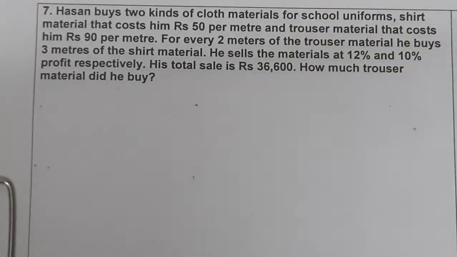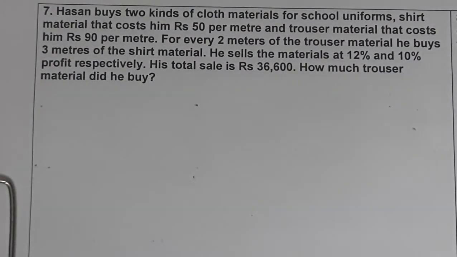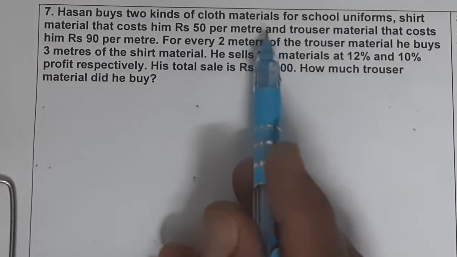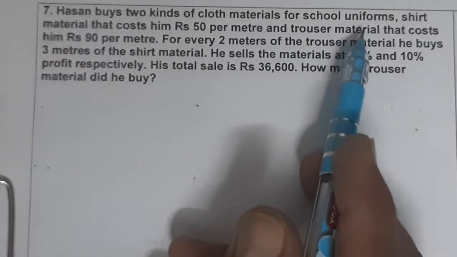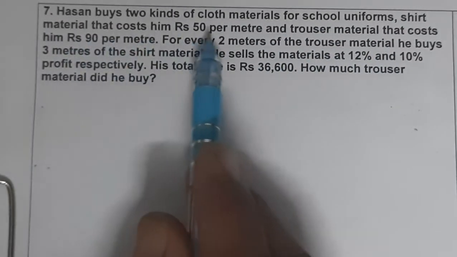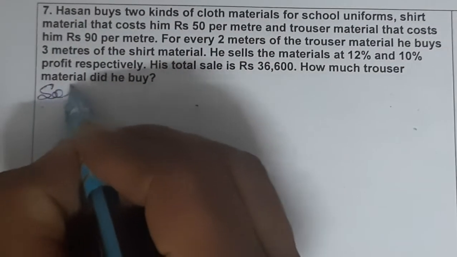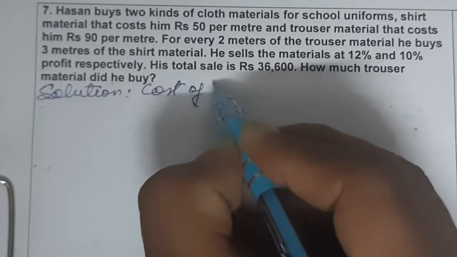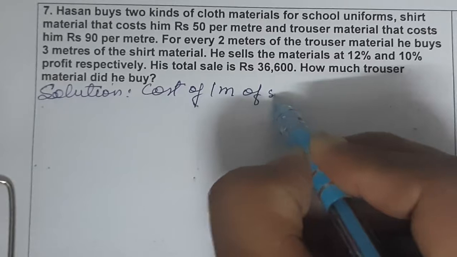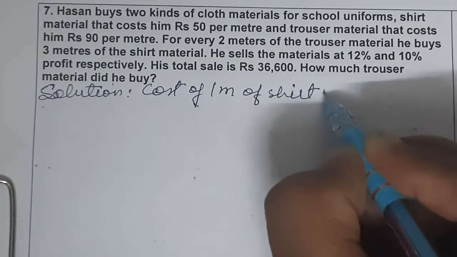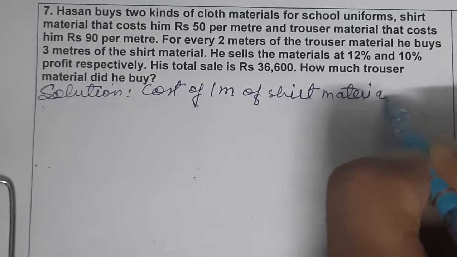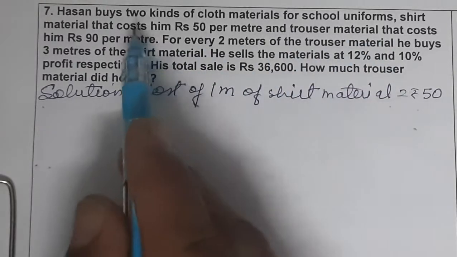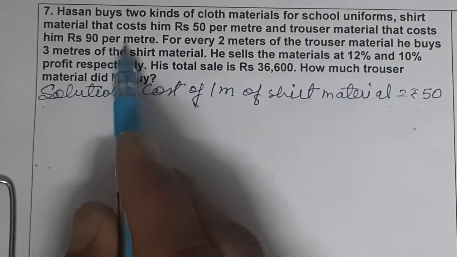Now let us do question number 7. So see question 7. Hassan buys 2 kinds of cloth material for school uniform. Shirt material that costs rupees 15 per meter. So let us start solution. Cost of 1 meter of shirt material. What is the cost of 1 meter of shirt material? It is given to us, rupees 50. 1 meter cost.